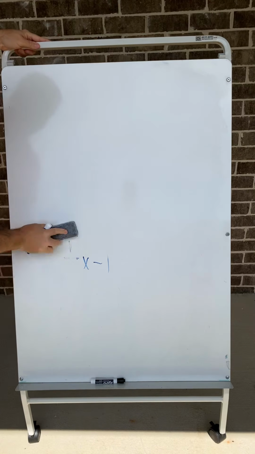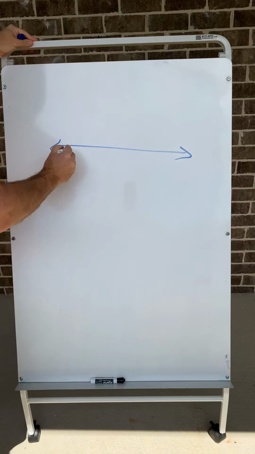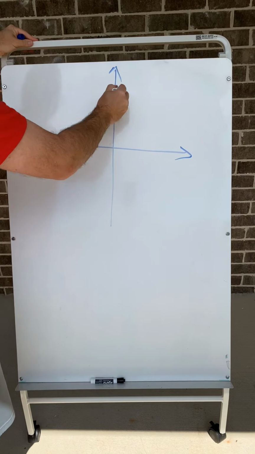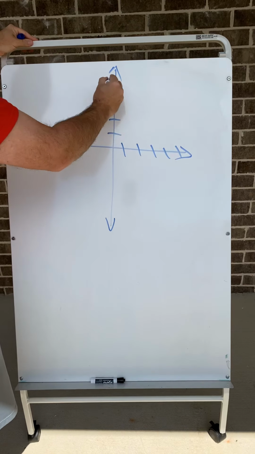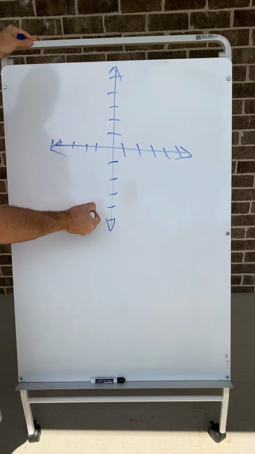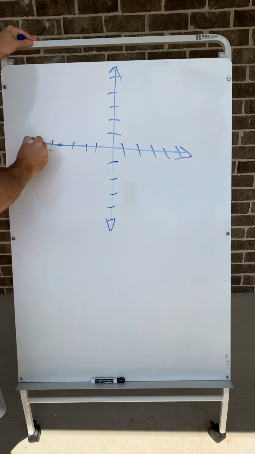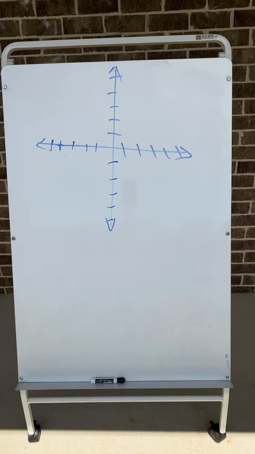Remember, anytime you're dealing with this, if your line goes uphill, the slope's positive. If your line goes downhill, the slope's negative. That's going to be your m. So let's do another graph. Here's another graph. 1, 2, 3, 4, 5 in each direction. Okay, so there's your graph.